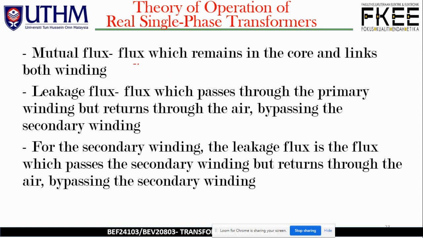Mutual flux is the flux which remains in the core and links both windings. Meanwhile, leakage flux is the flux which passes through the primary winding but returns through the air, bypassing the secondary winding. And for the secondary winding, the leakage flux is the flux which passes through the secondary winding but returns through the air, bypassing the primary winding.